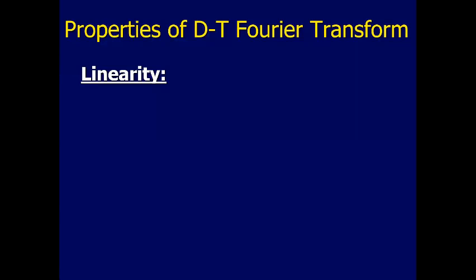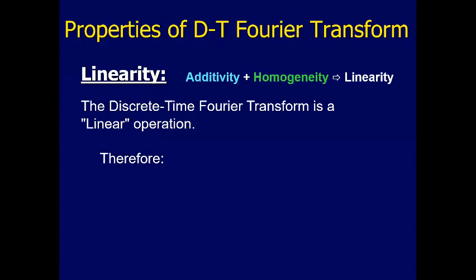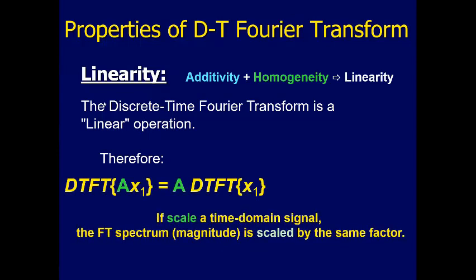Now, in terms of properties of the discrete time Fourier transform, the DTFT is a linear operation. And so it has to obey the two principles of additivity and homogeneity, as those together make linearity. Since the DTFT is a linear operation, the following relationships will hold.